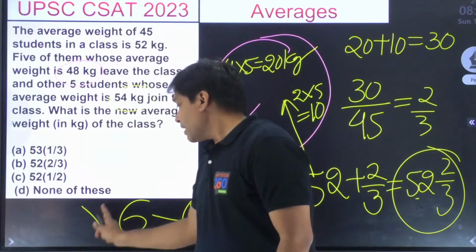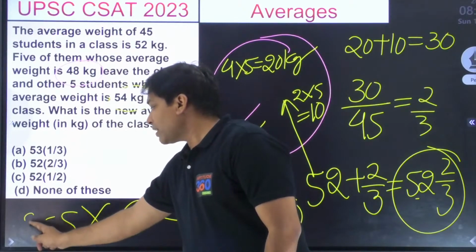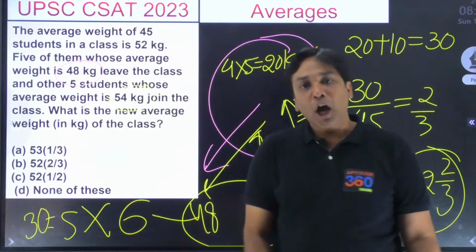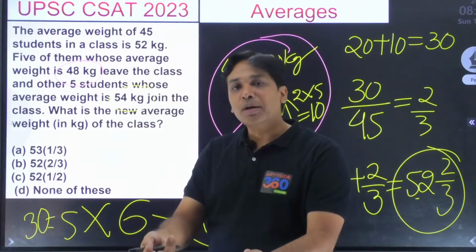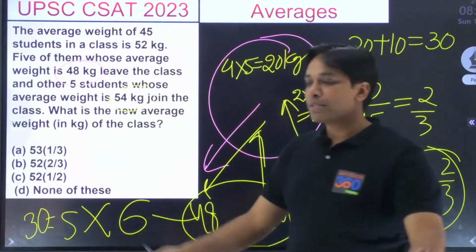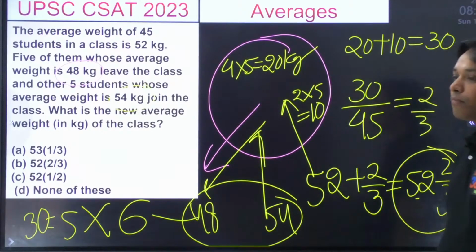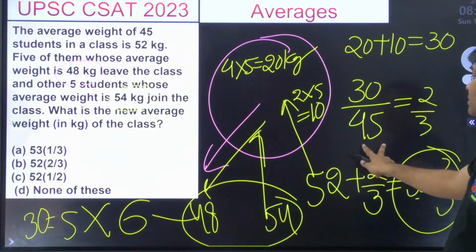How many? 5. What is the collective benefit to the group? 30. How many people are there in the group? 30 divided by 45. The per person benefit is 2/3. Problem is simplified. Is that okay?